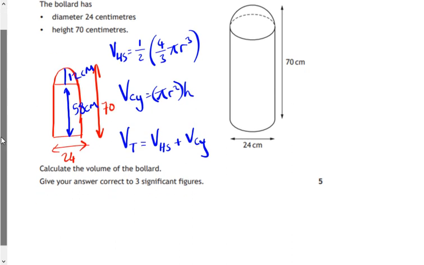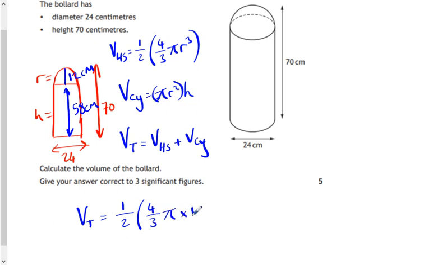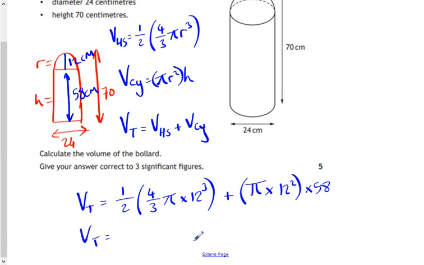So knowing those two formulas and knowing all of the numbers that I need, so r equals 12, and in this case h equals 58, we can do that in one nice big long formula. So the volume total is going to be a half times 4/3 pi times 12 cubed plus pi times 12 squared times 58. Now, remembering to use your brackets effectively will let you type that into your calculator in one go.